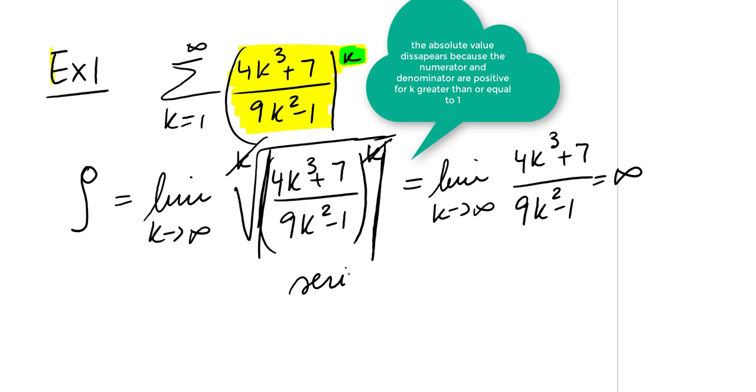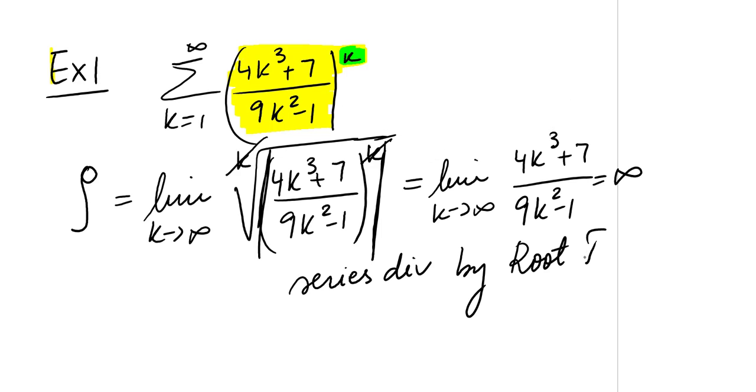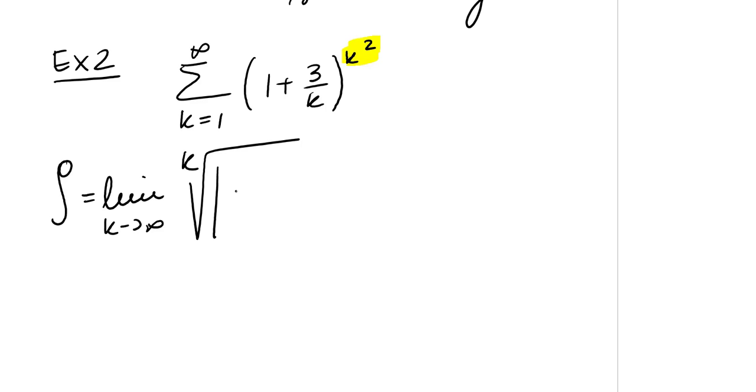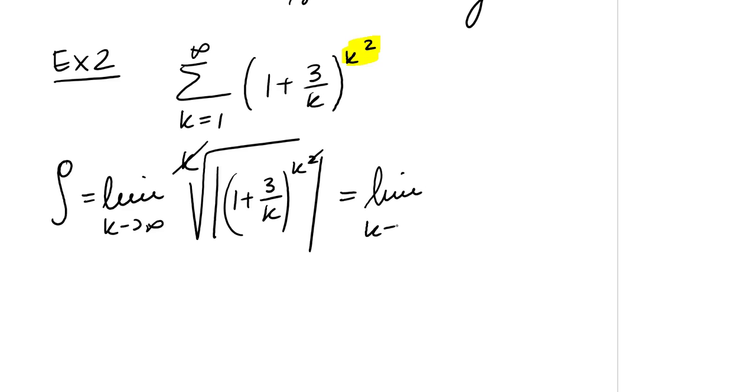So this means the series diverges. And I told you I want you to write that the series diverges by the root test. Just specify which test you used. Let's try another one. Let's say the sum as k goes from 1 to infinity of 1 plus 3 over k, to the k squared, and I want to check using the root test again. So rho equals the limit as k approaches infinity of the k-th root of the absolute value of 1 plus 3 over k to the k squared. So now the k with the square cancel and we end up with the limit as k approaches infinity of 1 plus 3 over k to the k.